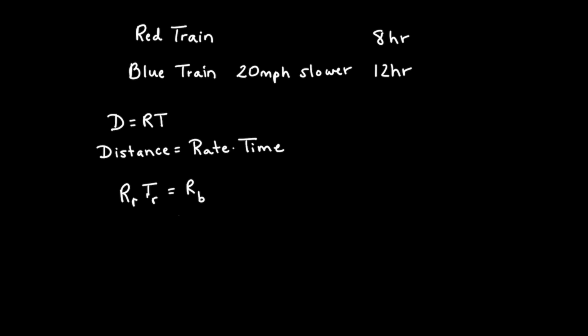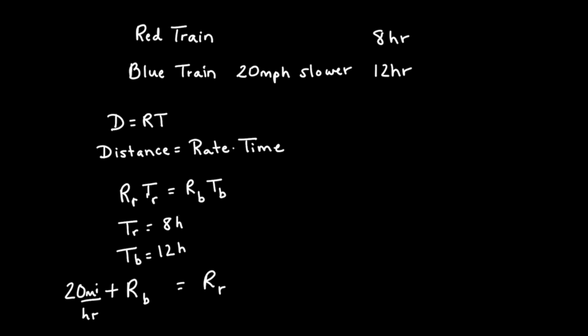So if we're looking at RR·TR equals RB·TB, that would be the red train rate times the red train time equals the blue train rate times the blue train time. We also have our other knowns: TR equals 8 hours. It takes the red train 8 hours. It takes the blue train 12 hours.